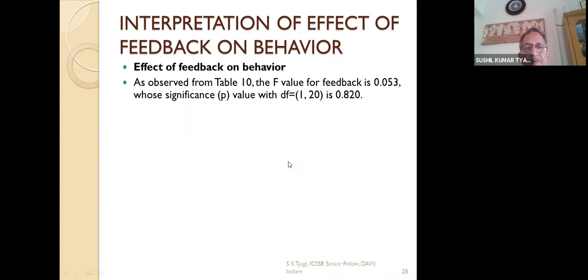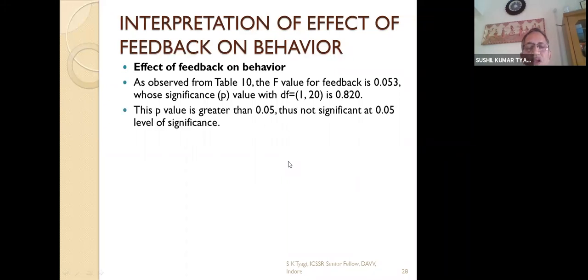As observed from table 10, the F value is this much, whose significance value with the degree of freedom 120 is 0.820. First of all, state all these three things in this order: F value, then degree of freedom, then significance value. Now compare it with alpha. This p-value is greater than 0.05, thus not significant at 0.05 level of significance.